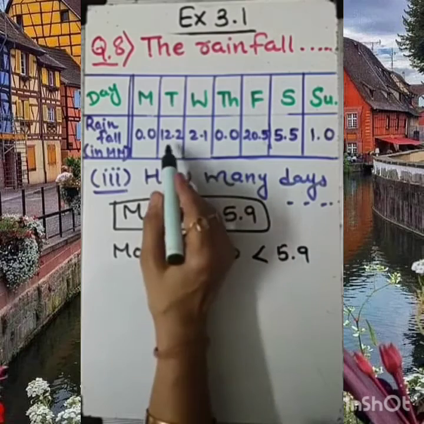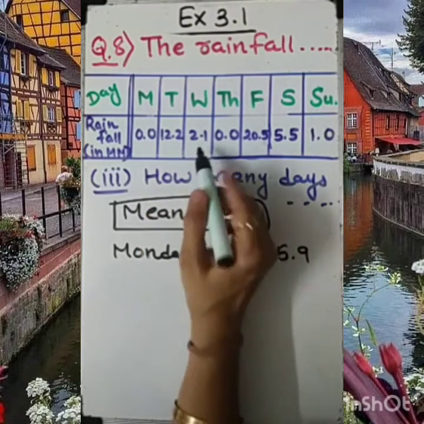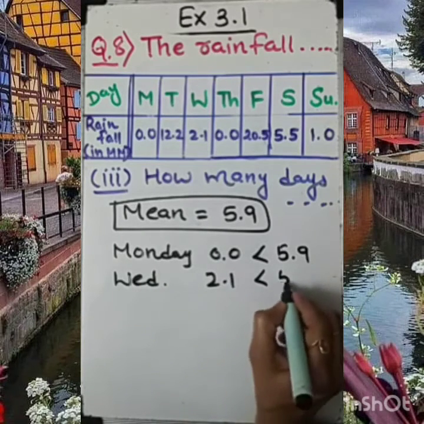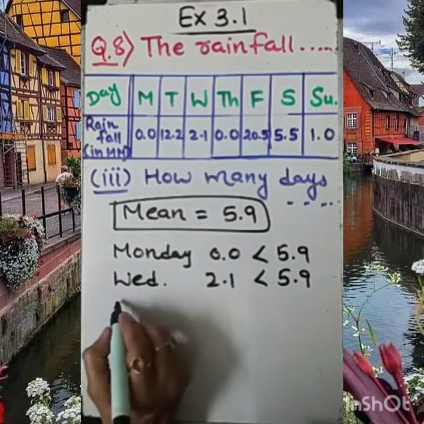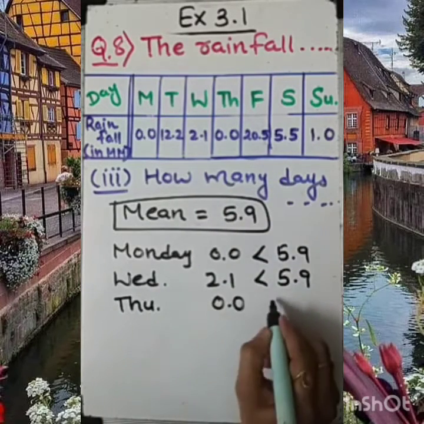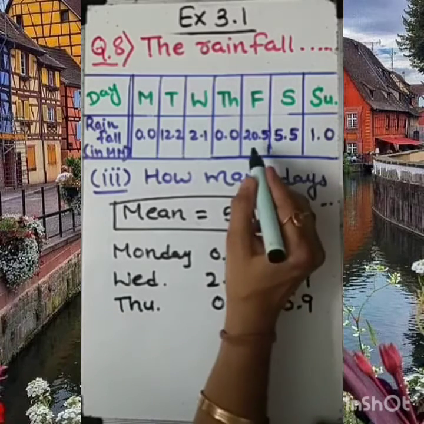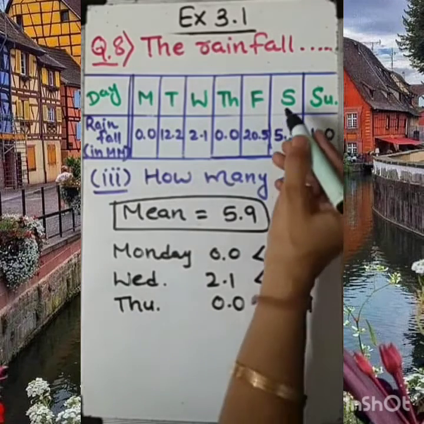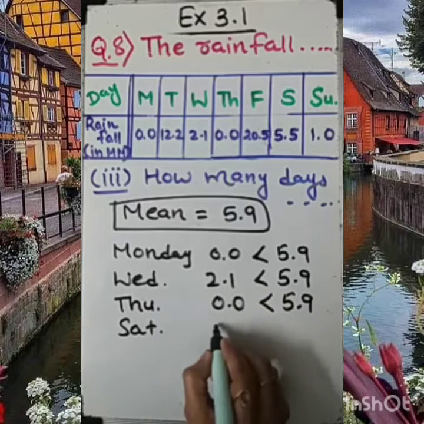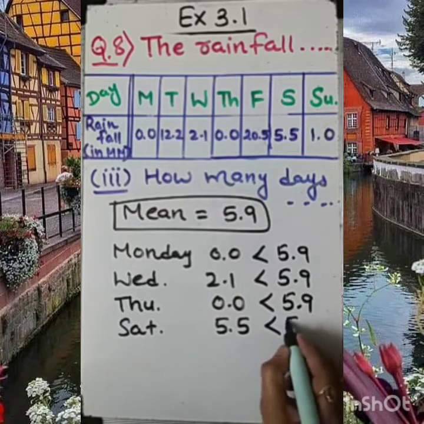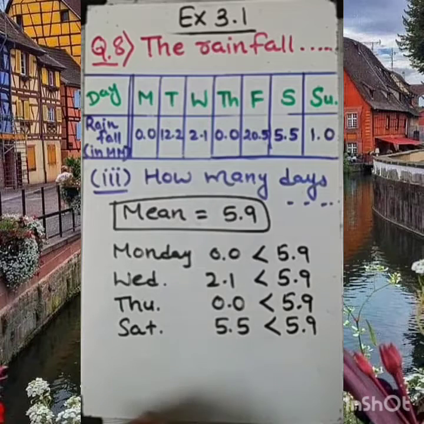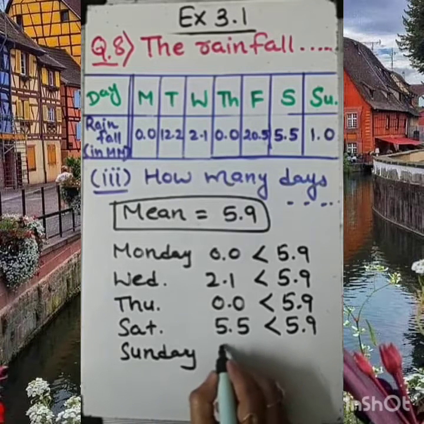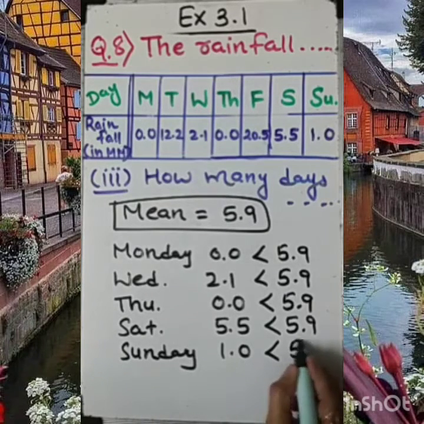Tuesday is greater than 5.9. We will not consider. Now on Wednesday, yes, it is 2.1, which is also less than 5.9 mean rainfall. What about Thursday? Thursday is also 0.0, which is also less than 5.9. But on Friday, 20.5, which is greater than this, so we will not consider that. What about Saturday? Saturday is 5.5. Again, it is less than 5.9. So we will consider that also. What about the last day, Sunday of the week? Sunday is given 1.0. 1.0 is again less than 5.9.